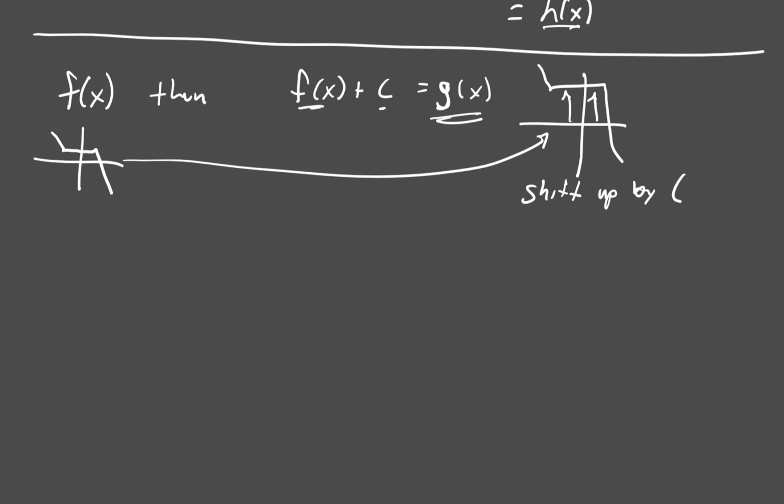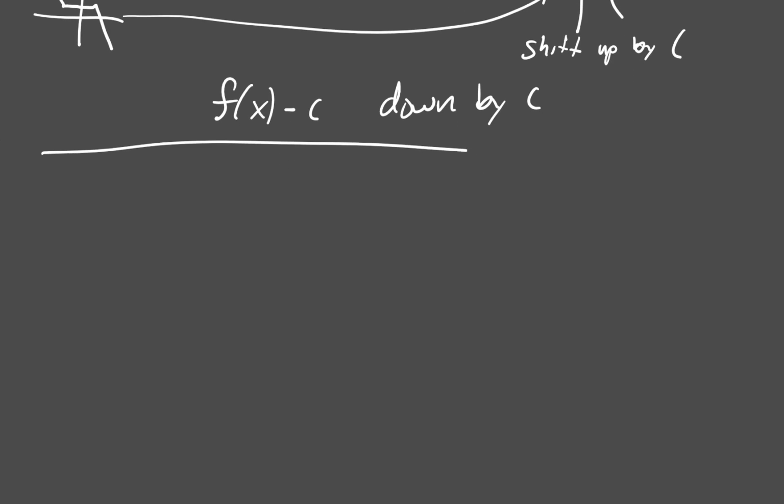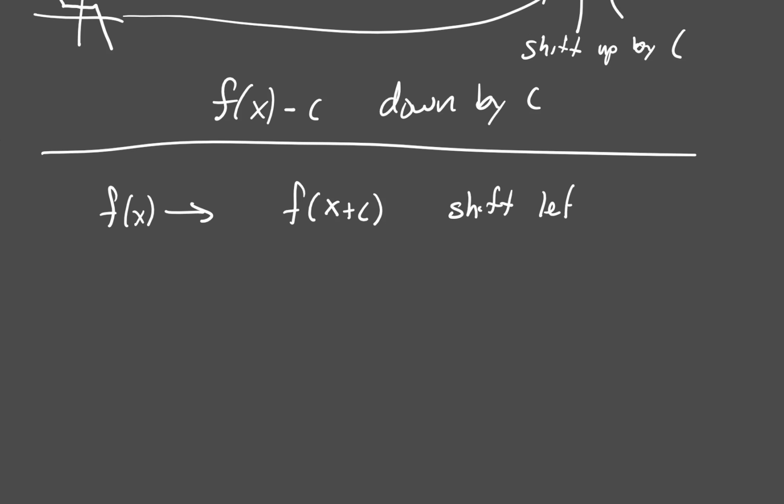If I do a minus sign there, this is down by c. Okay, so up and down is pretty easy. You just add some constant to the outside of the function. Left and right is also pretty easy. If I take f of x and I transform it into f of x plus c on the inside, this is a shift left in the graph.